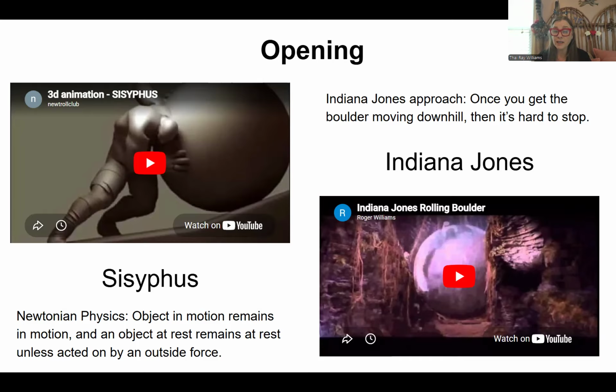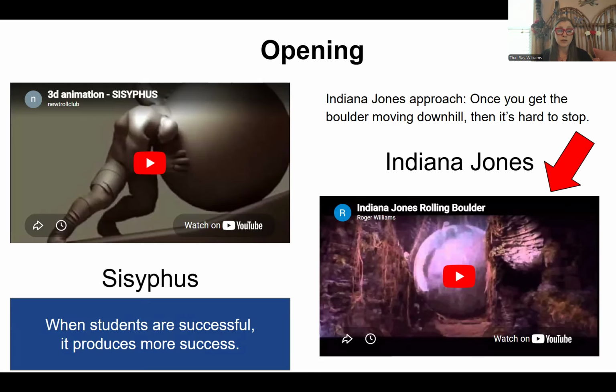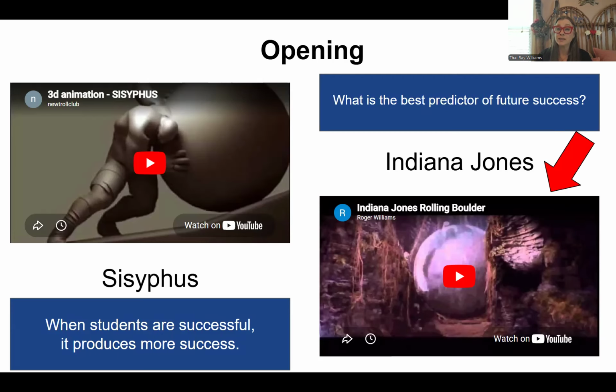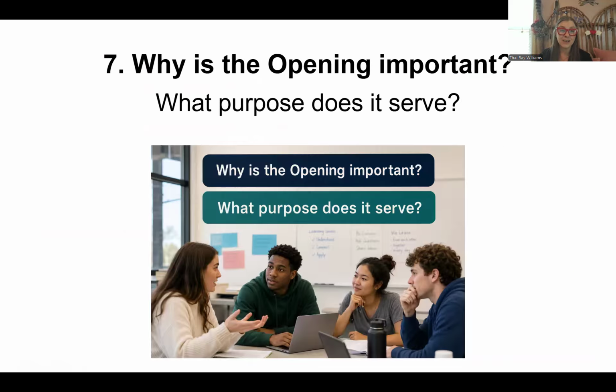So when we use that Indiana Jones approach, once you get the boulder moving downhill, it's hard to stop it. Once you get that learning going, it's hard to stop. And so we want to use the Indiana Jones approach because when students are successful, it produces more success. And what's the best predictor of future success? Past success. All right. So, number 7, why is the opening of an explicit instruction lesson important and what purpose does it serve? So, go ahead, answer that, and we will wrap this up.